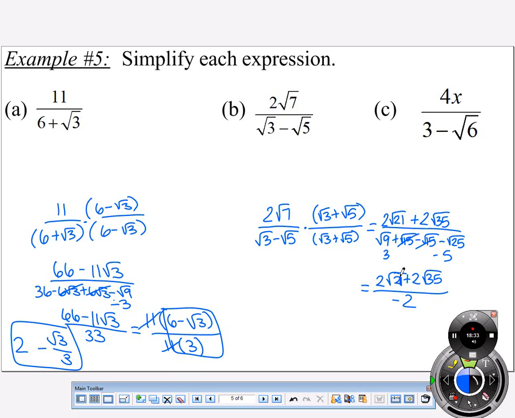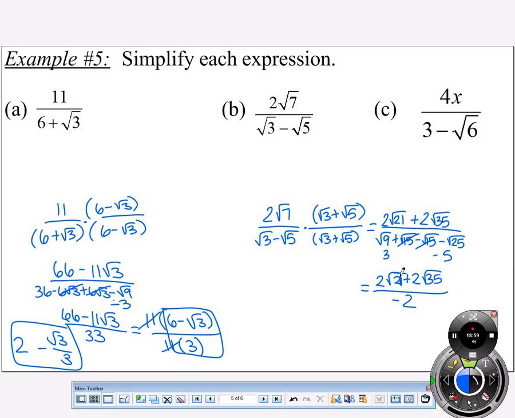Okay? So 2 rad 7 times rad 3 would create 2 rad 21. 2 rad 7 times rad 5 would be 2 rad 35. So I simplified the denominator and got negative 2. In the numerator, I still have 2 rad 21 plus 2 rad 35. In my numerator, can I combine either of the terms? No. So they're not like terms.